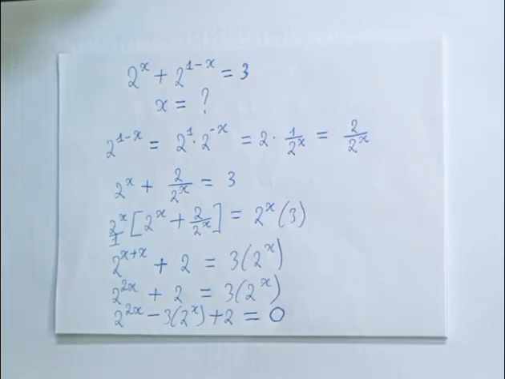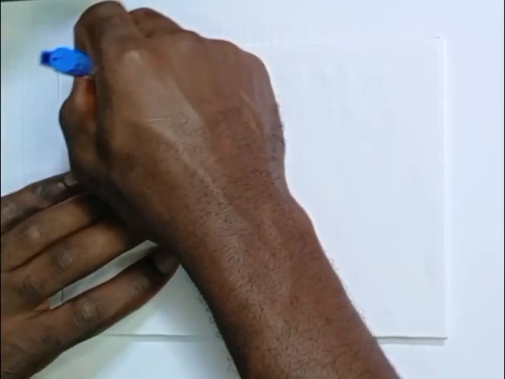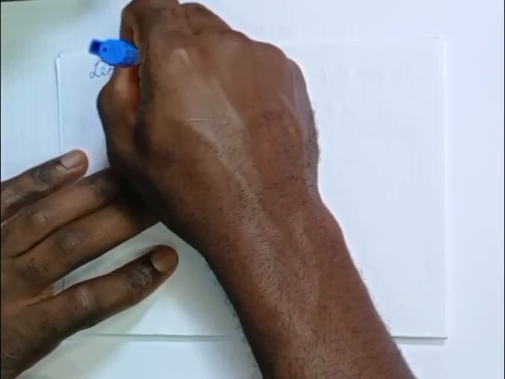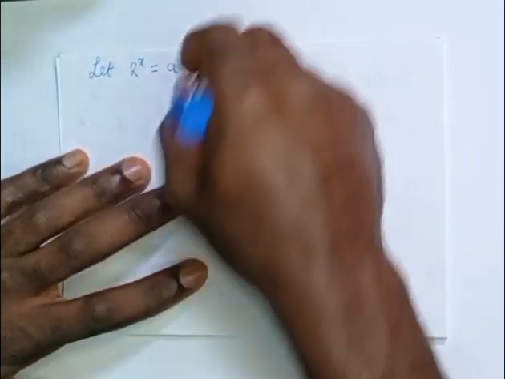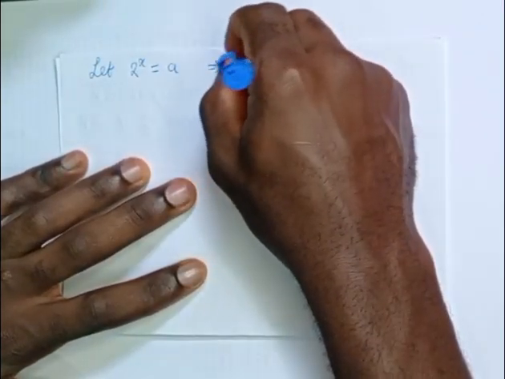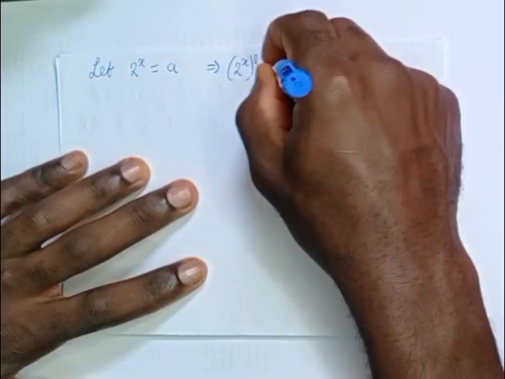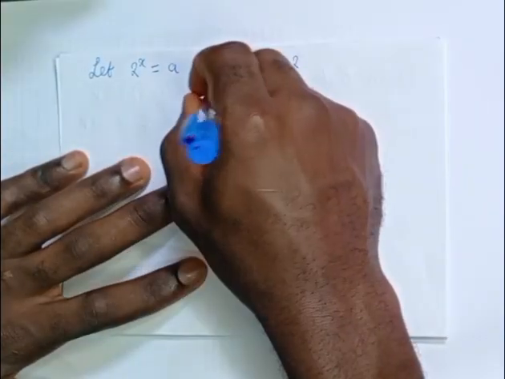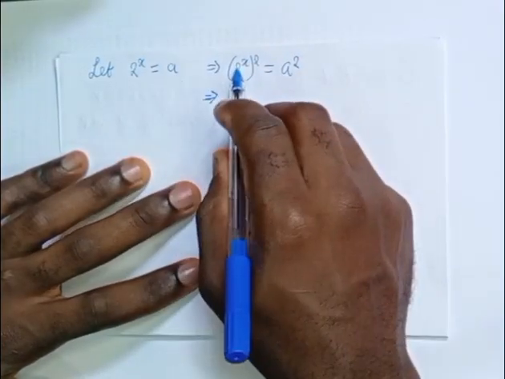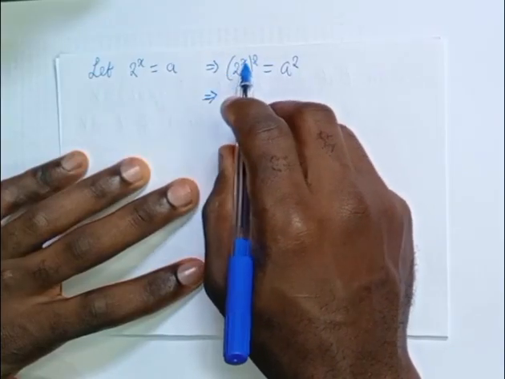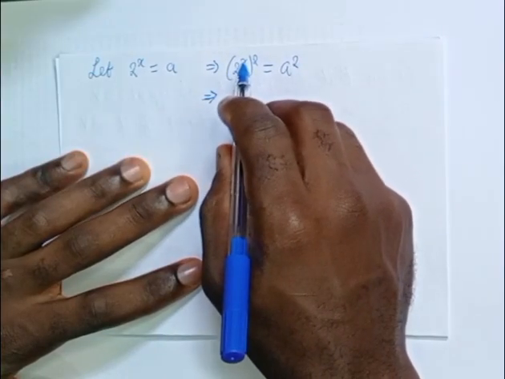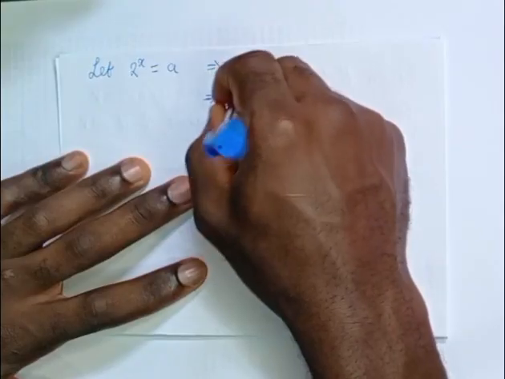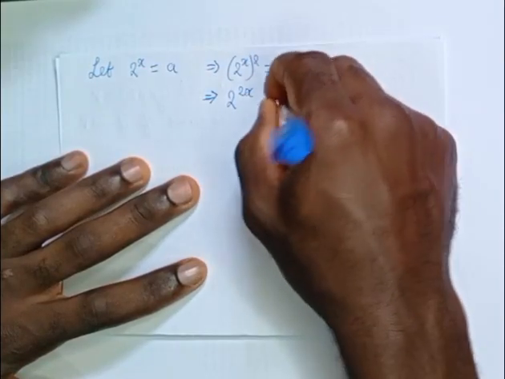For us to solve this quadratic equation for x, we are going to start by changing the variable to a new variable of a. We are going to let 2 raised to the power x be equal to a. Then, if we square both sides, 2 raised to the power x all squared will be equal to a squared. Multiplying the powers, x times 2 gives us 2x, is equal to a squared.